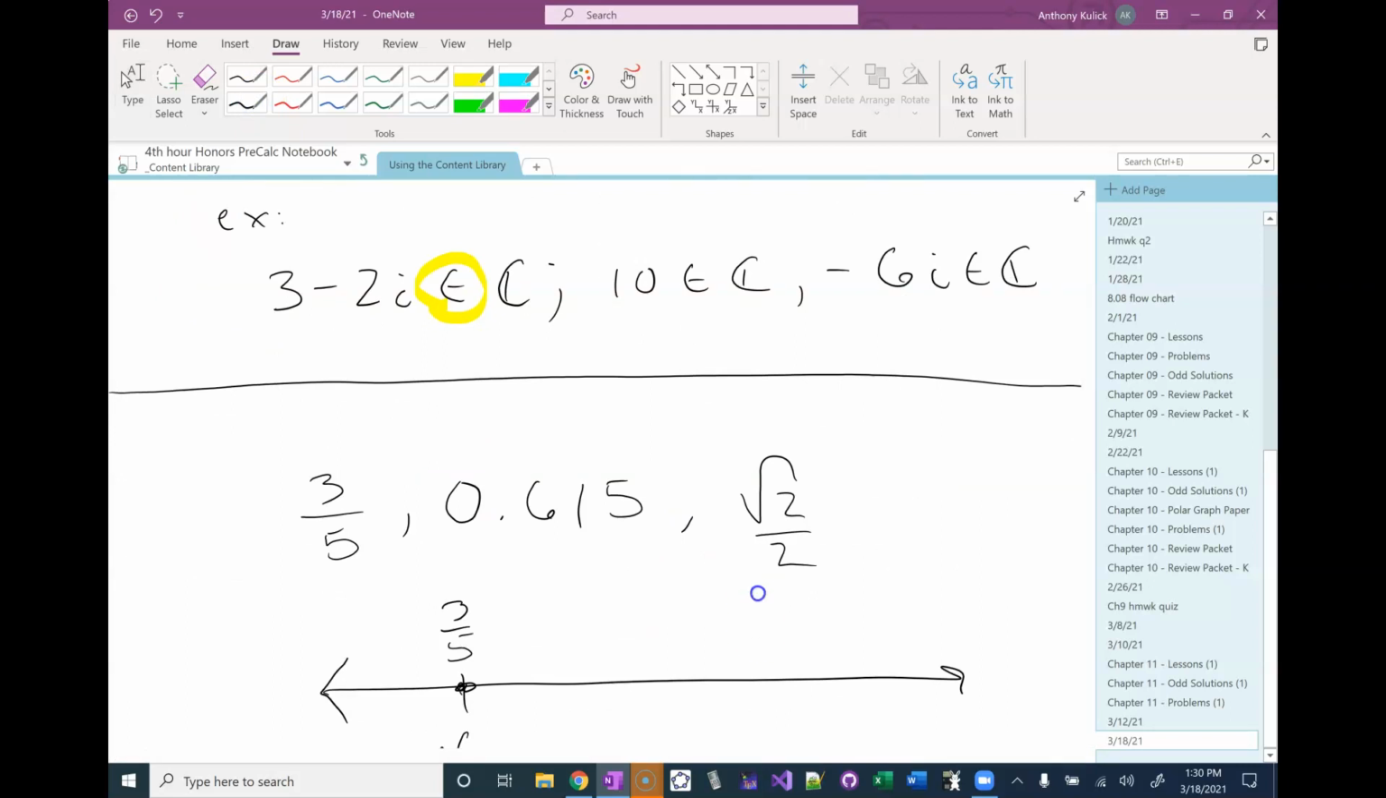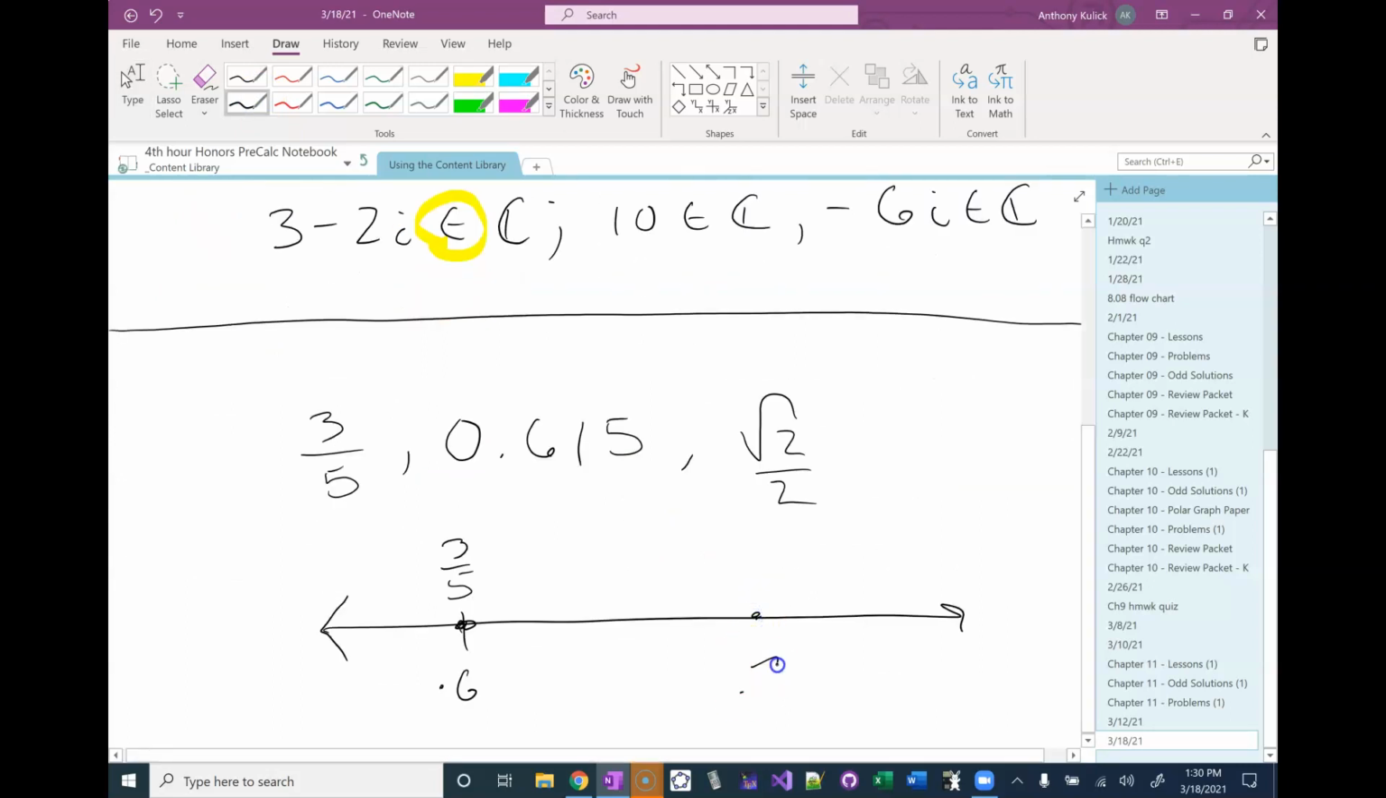If that's 0.6 and this is 0.7, then 0.615 would go here, and the square root of 2/2 is 0.707, so it'd go over there. And we can rank these things from biggest to smallest, so we can put them in order and line them up on a number line. That's one of the properties of the real numbers, that they're ordered. They're ordinal numbers. You can sort them in order. Everybody okay with that idea?